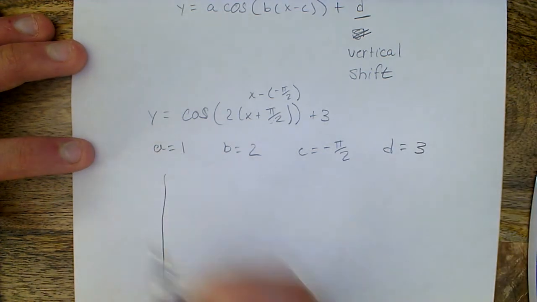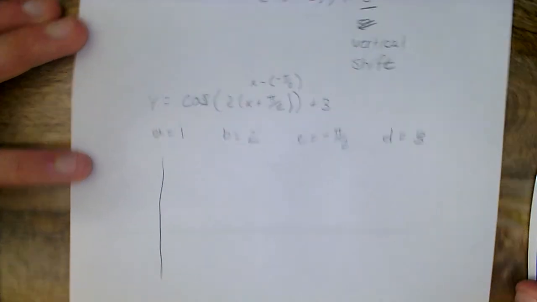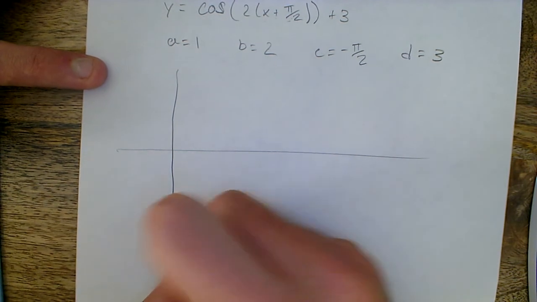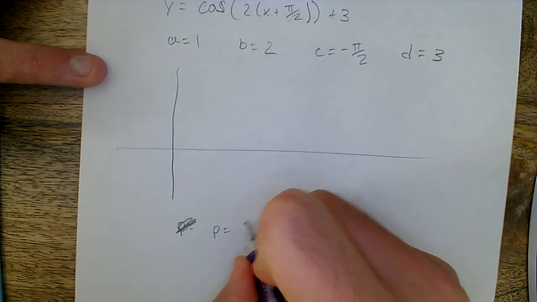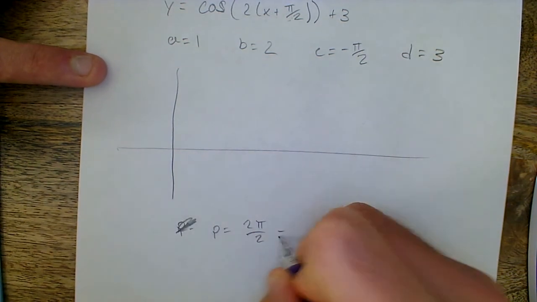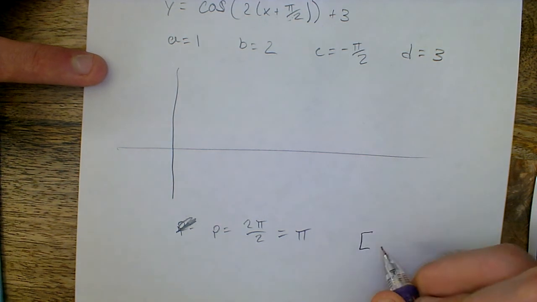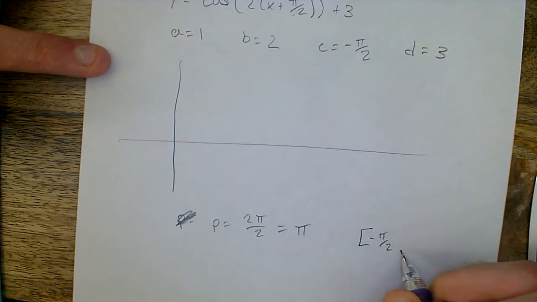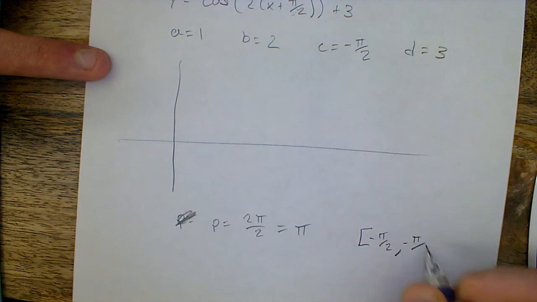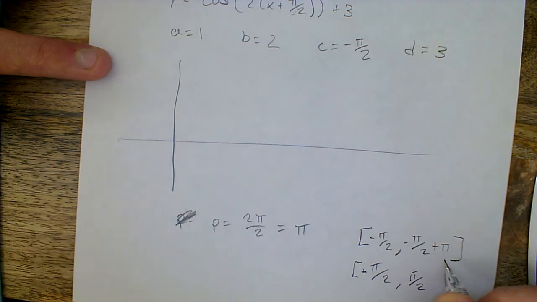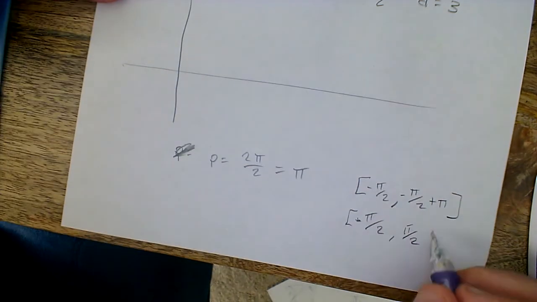So if I have my graph here, I have to figure out the period. The period of this graph, p, is equal to 2 pi divided by b, which is equal to pi. And then my phase shift, so one cycle starts at negative pi over 2, and then I add my period to it. So that's negative pi over 2 to positive pi over 2. Negative pi over 2 plus pi is positive pi over 2.